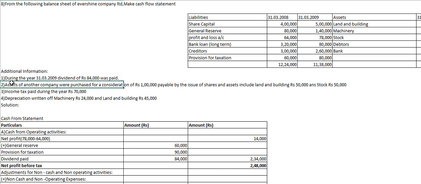Now your second one, they are telling assets of another company were purchased for a consideration of rupees 1 lakh, payable by issue of shares, and assets include land and building rupees 50,000 and stock of rupees 50,000. So in fund flow statement we'll consider it in a different way, whereas in cash flow statement we will consider it in a different way. Assets of another company are purchased. Instead of paying them by cash, we are paying with the help of issue of shares. So this does not involve any cash transaction.